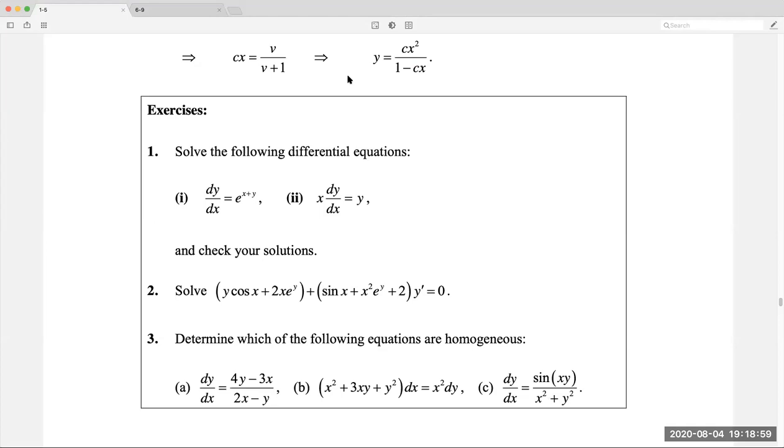It should be e to the power of x equals negative e to the power of negative y. You ignored one thing, which is plus c. When you take the integration, you always need to add plus c. And then try this one.